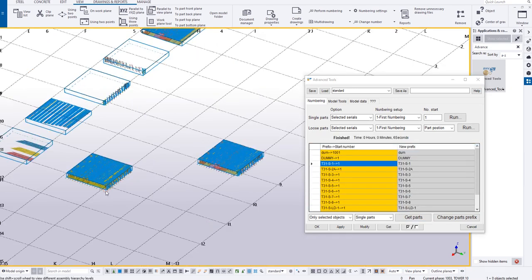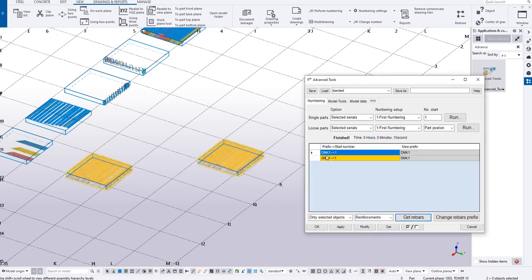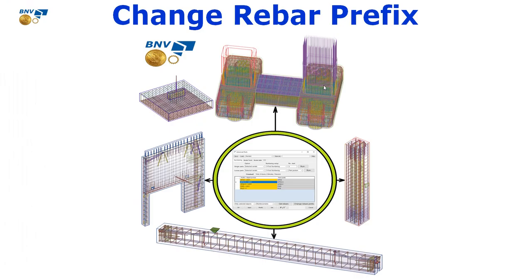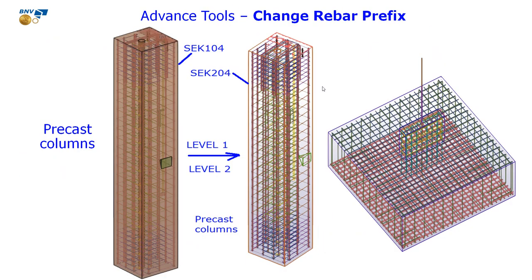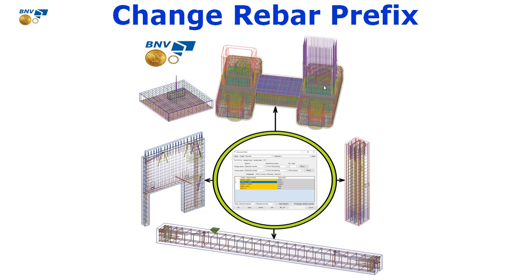And now you can change the prefix for reinforcement structures. You can change it for slab, beam, wall or any concrete structure to suit your project. Next we can change it for assemblies in the next version. Based on the Tekla Open API reference, you can get a lot of support from the Tekla support documents. That is some of the idea for the change rebar prefix tool: change for foundation, precast wall, concrete column, concrete beam, slab or any other structure.